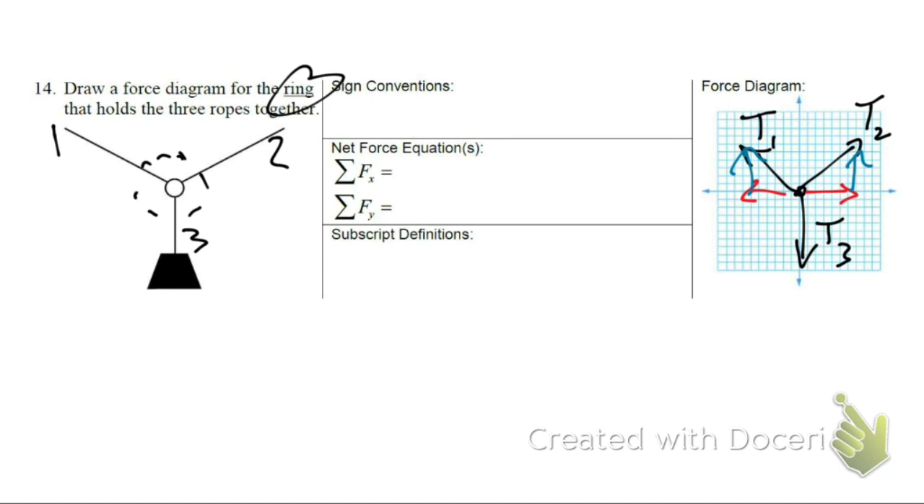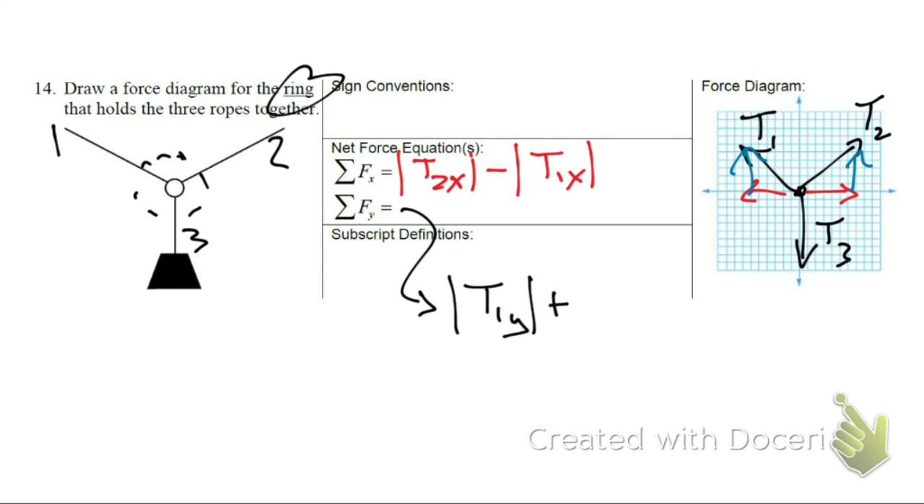So in the x dimension, we have T2 in the x dimension, and then we subtract T1 in the x dimension. And you can use sines and cosines with theta if you like. And then in the y dimension, we're going to have T1 in the y dimension plus T2 in the y dimension, and then minus T3. And there might be a little bit of gravity, but it looks pretty small there.